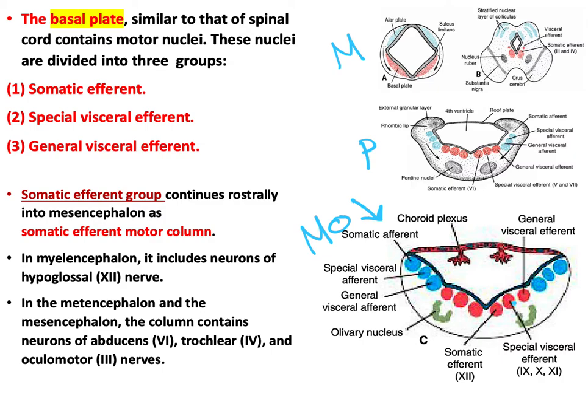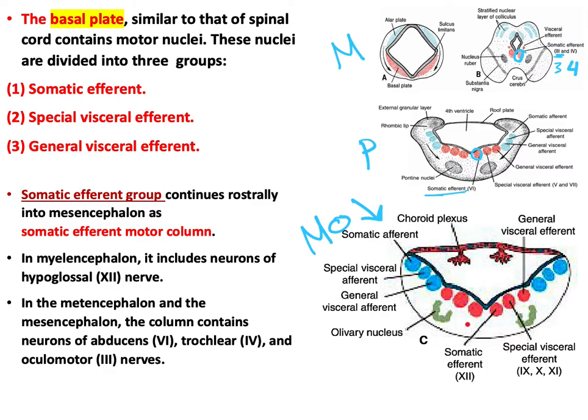Also, let us start with the basal plate. It also has somatic efferent, which I mentioned a couple of slides ago. It exists in the medulla oblongata, in the pons, and in the midbrain. It's the location for the nuclei of cranial nerves 3 and 4 in the midbrain, nerve 6 in the pons, and in the medulla oblongata, cranial nerve 12. So it creates a kind of column. So let us start again.